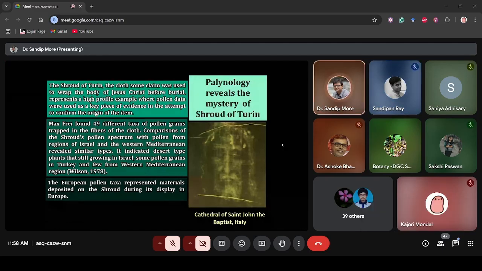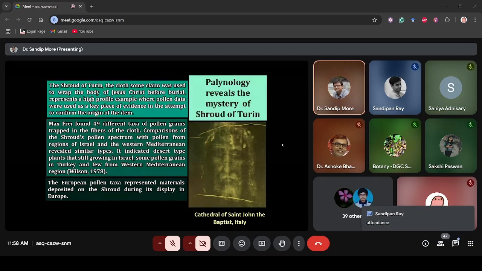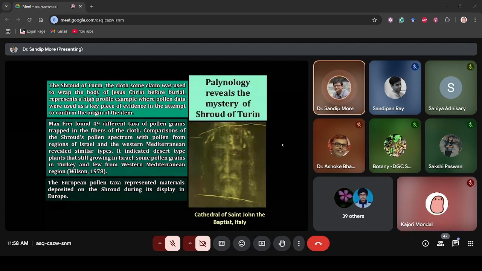Okay, so I always tell this story in all my lectures and to my students, because they should know that pollen grains are not something we should study only because it is in the syllabus in our graduation or post graduation. It has various applications beyond our imagination. So this is one example, called the mystery of Shroud of Turin, which was revealed by the study of pollen grains.